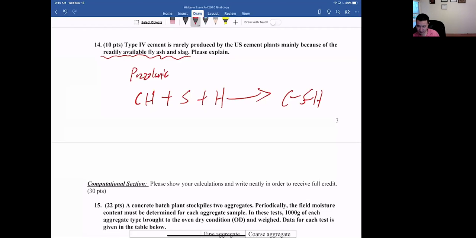And this reaction is slow. When we replace part of cement with fly ash and slag, we introduce pozzolanic reaction in the system, and because it is slow, it will reduce the hydration heat. So we have the same effect as type 4 cement, low heat cement. So if you mention about pozzolanic reaction, which is slower compared with hydration of cement, you will get full credit.